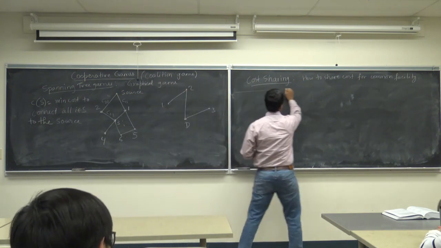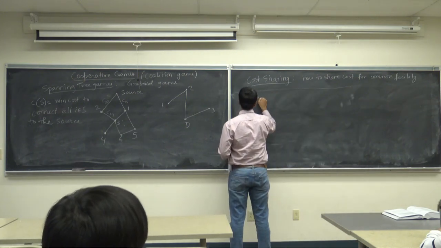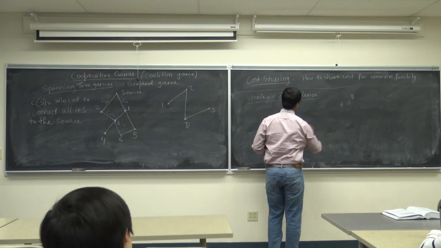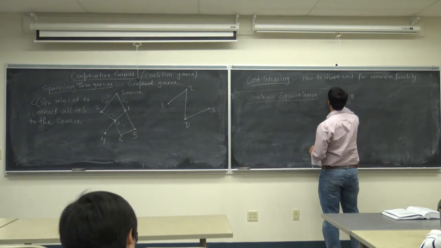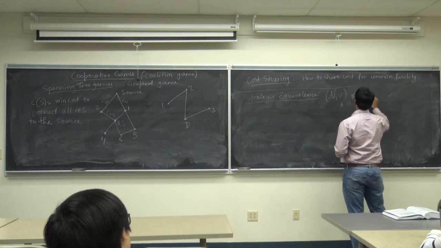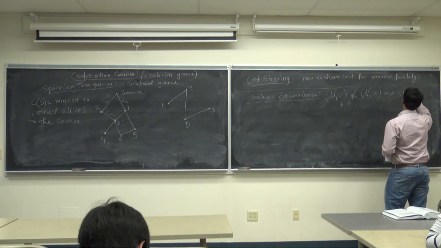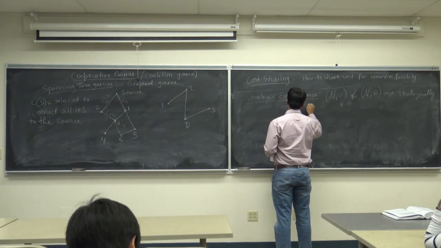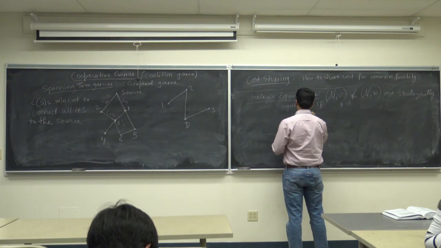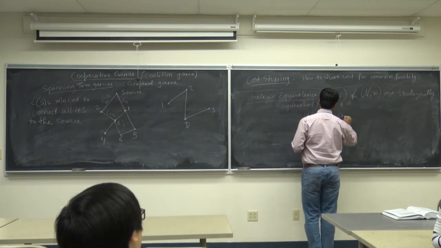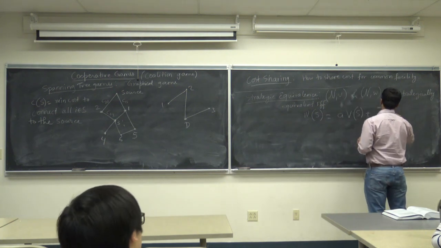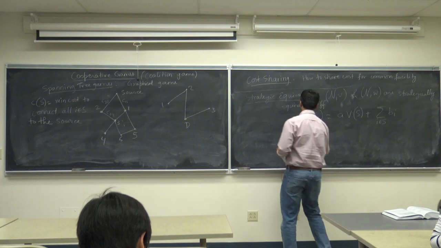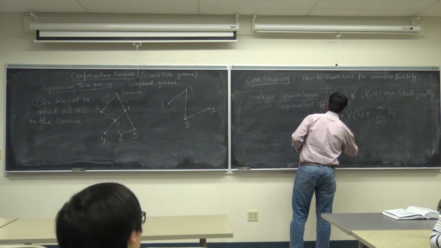Okay, so next I want to talk about the notion of strategic equivalence. V and W are strategically equivalent if and only if W of S equals a V of S plus the summation of b_i over i in S, where a has to be greater than 0 and b_i can be any number in R.